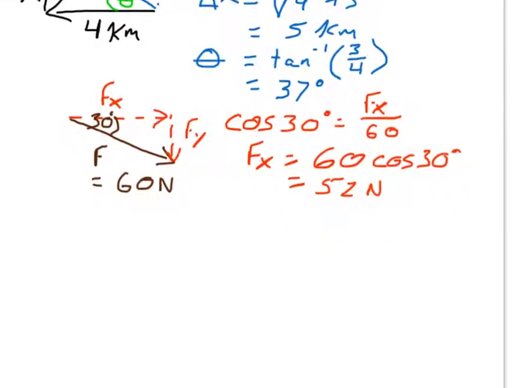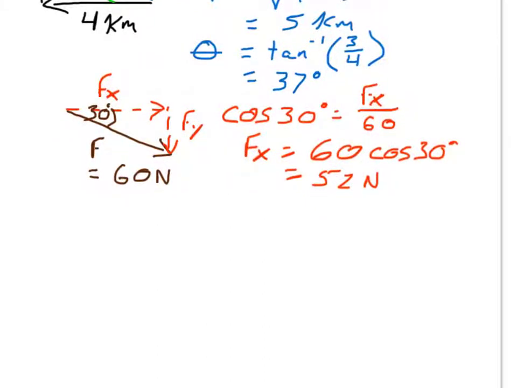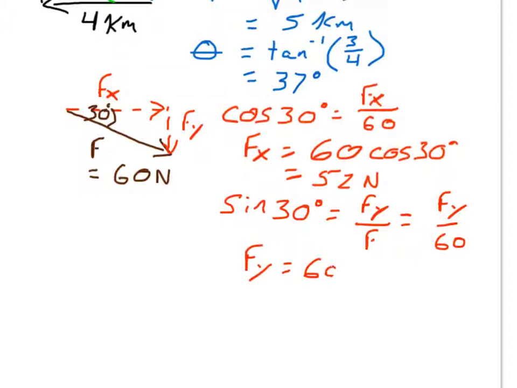And then to figure out the value of Fy, we're going to use sine, right? Because Fy is opposite the angle. So the sine of 30 degrees equals the opposite side, Fy, all over the hypotenuse. The hypotenuse is F, which is 60 in this case, right? So Fy all over 60. So Fy equals 60 times the sine of 30 degrees, which I happen to know is a half, or 0.5. And so this comes out to be 30 newtons. So what this means is, as you push this box to the right and down with a force of 60 newtons, 52 newtons is to the right, 30 newtons is down. All right, that's vector mathematics.